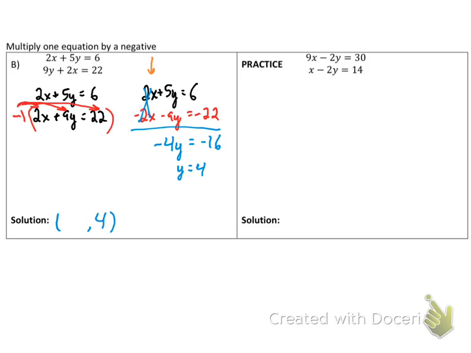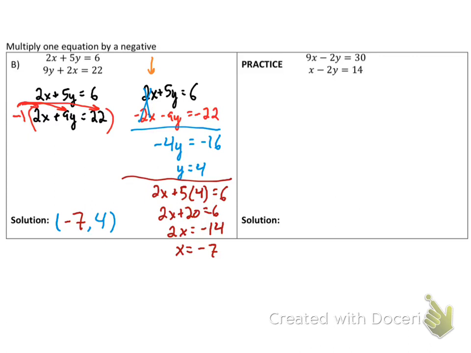Now I just need to pick one of my equations to plug back in. I will pick the first one. So I got 2x plus 5y. Instead of y, I'm going to substitute in 4. Equals 6. So I got 2x plus 20 equals 6. So I get 2x equals negative 14. Yes, 2x equals negative 14. So x equals negative 7.